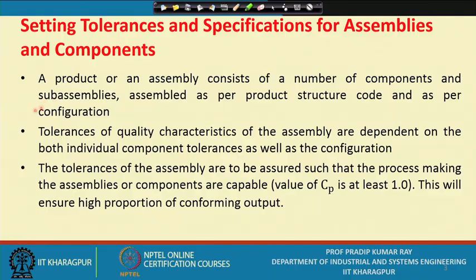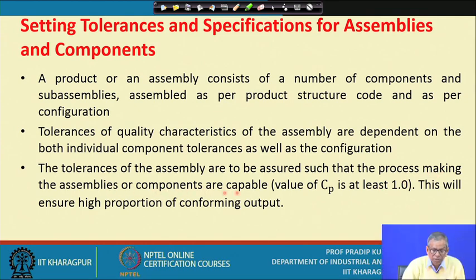Okay. So similarly, the tolerances of the quality characteristics of the assembly obviously depend on both the individual component tolerances as well as the configuration. Is it okay? If the configuration changes, the relationship may change. Now the next important point to be noted is that the tolerances of the assembly are to be assured such that the process making the assemblies or the components is capable. You know under what condition we say that the process is capable. So the first condition is that, as far as possible, the process must be centered. That condition you have to achieve.